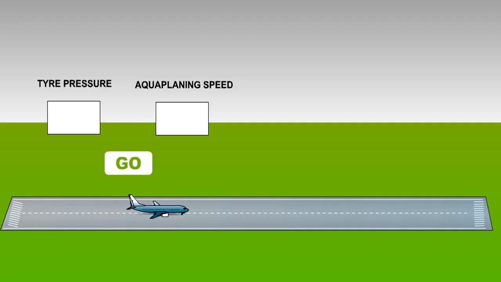Here, you may try an aquaplaning calculation. Enter a tyre pressure between 50 and 300 psi. Calculate the aquaplaning speed and enter it in the box. Press Go to check your calculation.